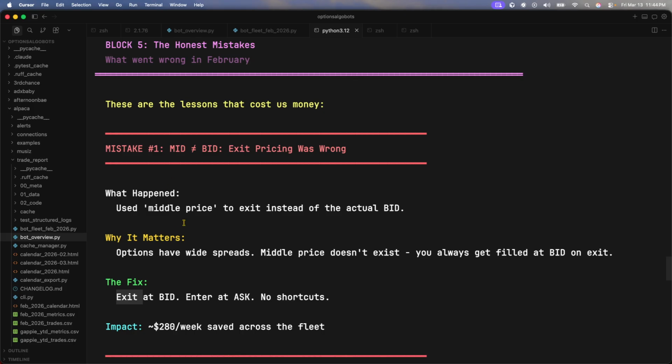Before, we were using the middle price to exit instead of the actual bid price. Options have wide spreads, the middle price doesn't exist, and we're always getting filled at the bid on exit. The impact of this was that we save $280 by using the bid price on exit instead of the mid price. Now you may think, this is super simple, why didn't you realize it? Sometimes when you are vibe coding, a couple of things slip through the cracks, and one of those was using the mid and not the bid price.